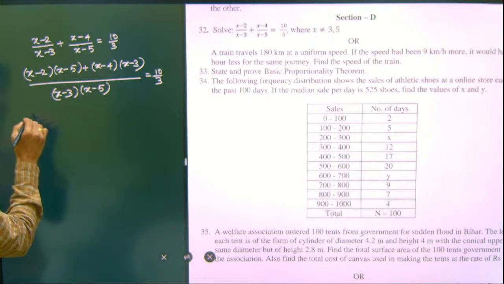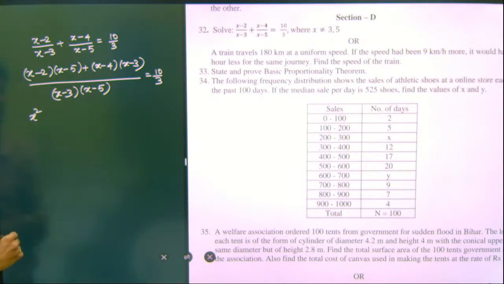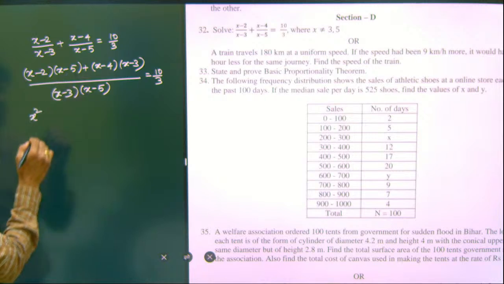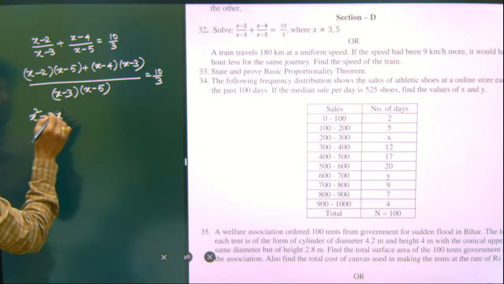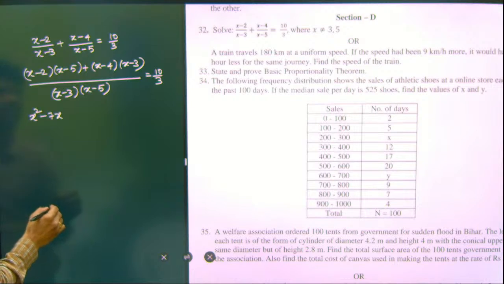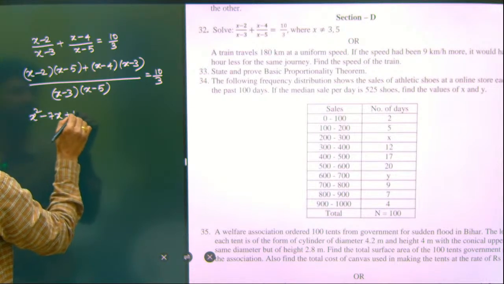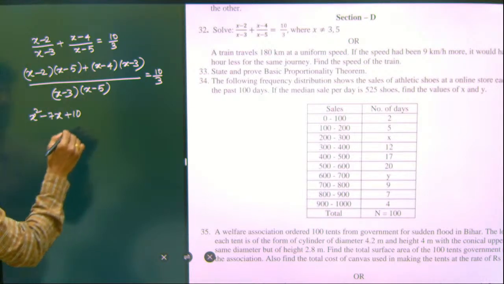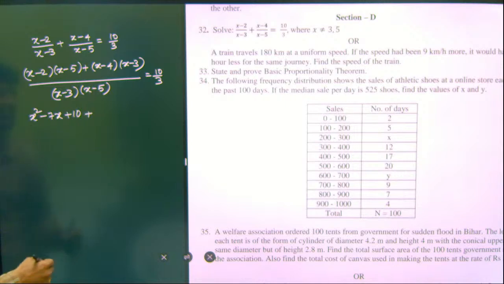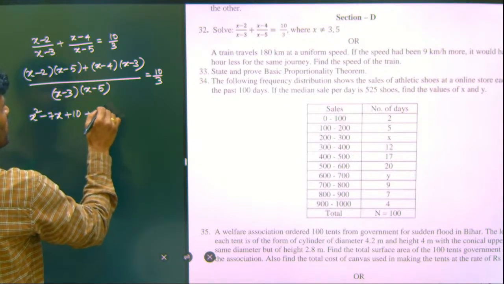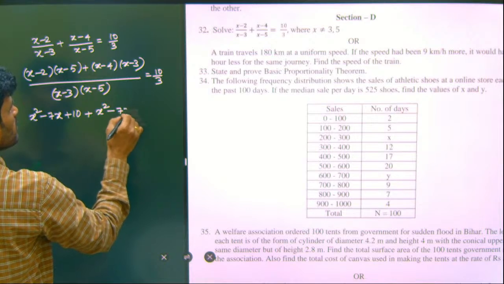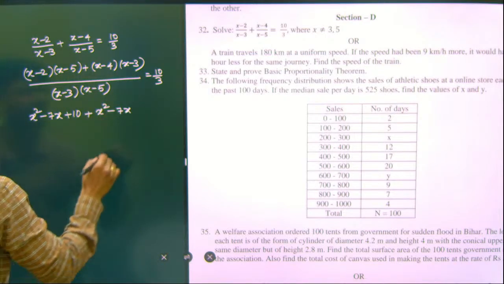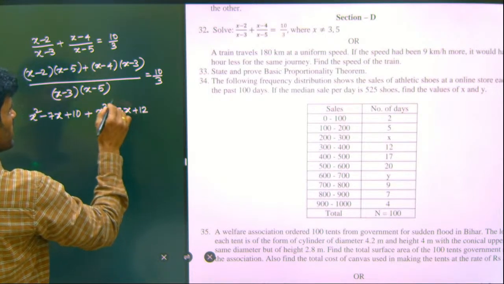Now what is it? x square minus 2x one time, minus 5x one time, minus 2x minus 5x, minus 7x, minus 2 into minus 5, plus 10. This is the result of the first one. Plus in the second one, similarly, x square minus 4x minus 3x, minus 7x, minus 4 into minus 3, plus 12. This is the second result.